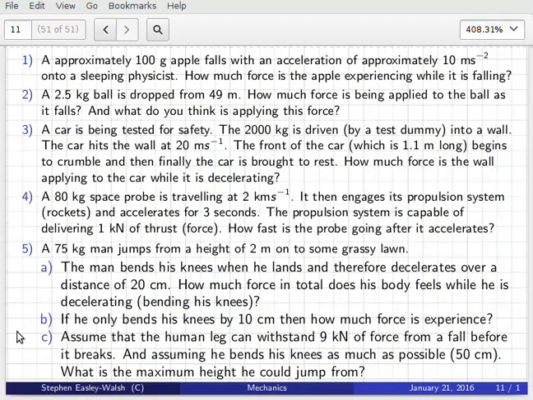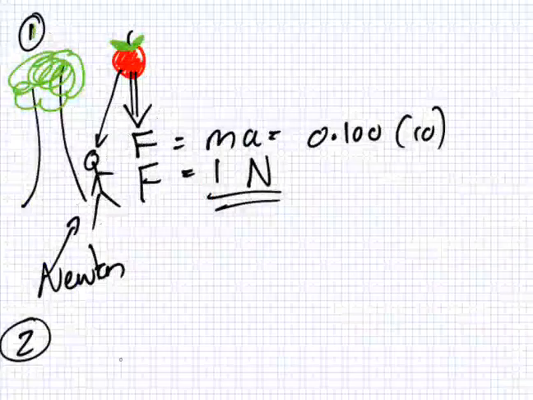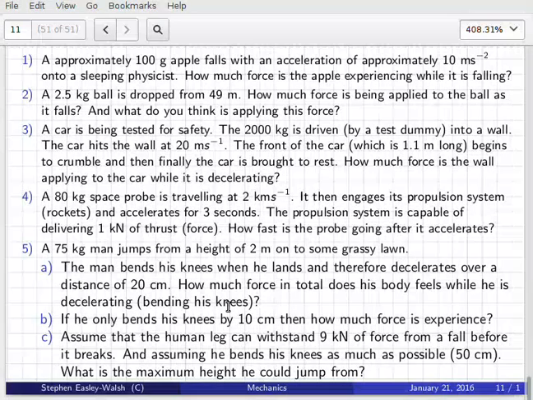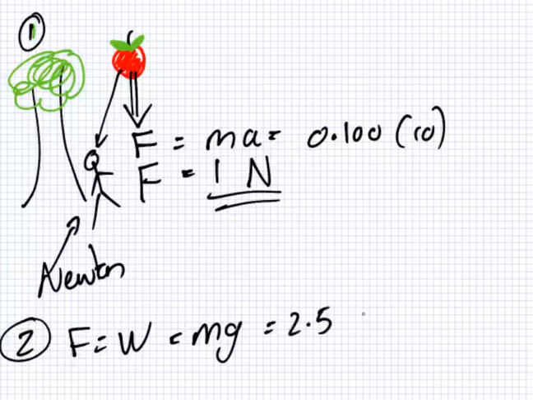A 2.5 kilogram ball is dropped from 49 meters. How much force is being applied to the ball as it falls? Okay, so again, this is just force equals weight, which equals mg. I'm trying to trick you a little bit here. This isn't important information. You only care about what the mass is. So it's 2.5 times 9.81, which equals 24.5 newtons of force.